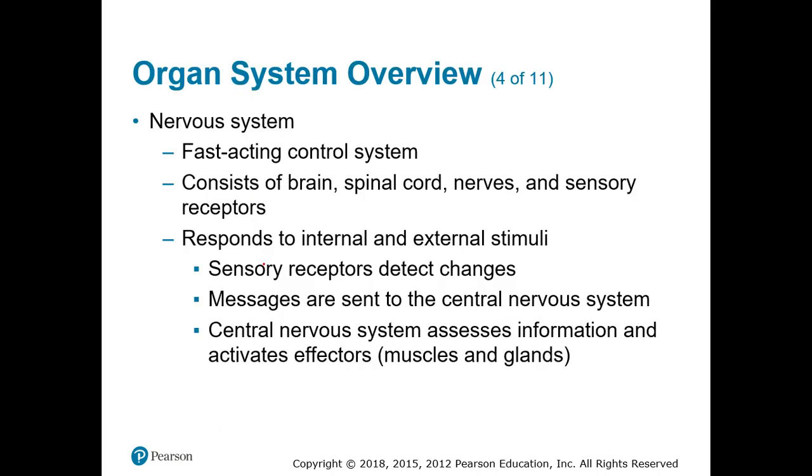The fourth system is the nervous system. And honestly, this is one of the longest chapters I spend on during the school year because the nervous system does so much and it's such a big part of our body. It's our control system and it's pretty fast acting. So you can touch something and in a split second get a signal to pull your hand away from something hot. Your nervous system contains your brain, your spinal cord, all the nerves throughout your body, and then even something called sensory receptors.